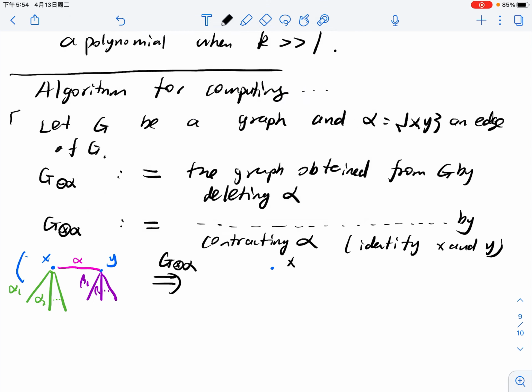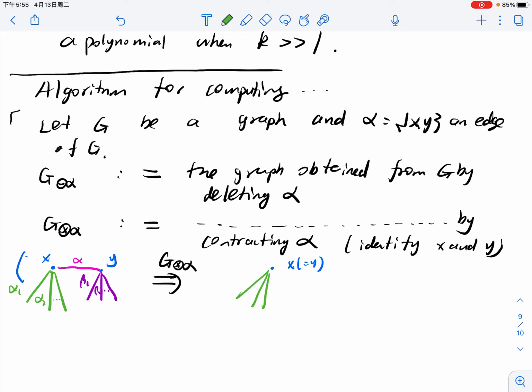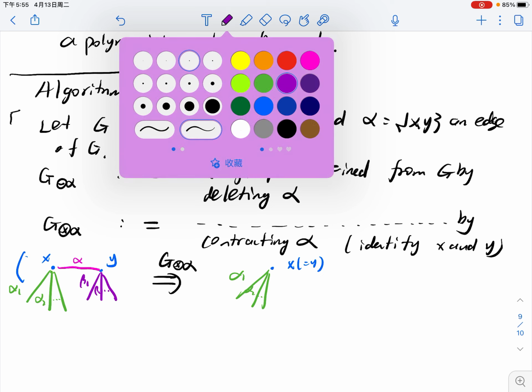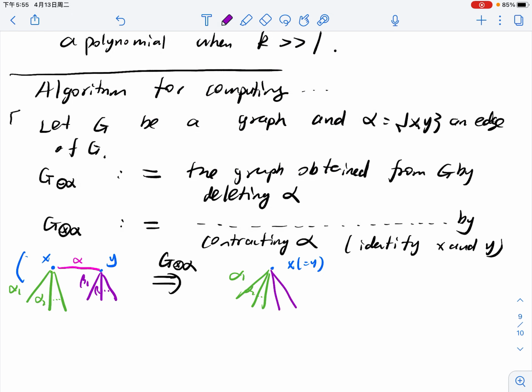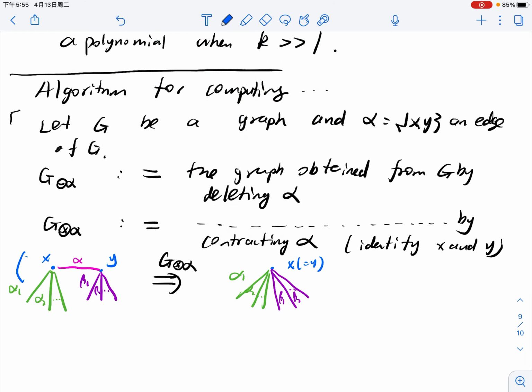And the x, now you have x, which is also y. And you delete alpha. And the remaining you have alpha 1, alpha 2, and so on. And then you have beta 1, beta 2, and so on. So this is a so-called contracting, or identify x and y.